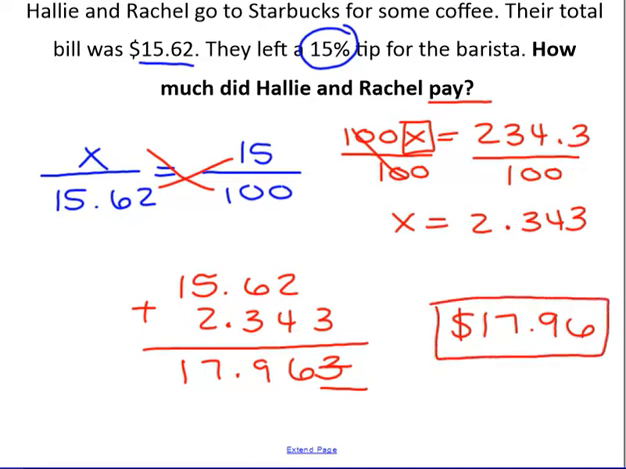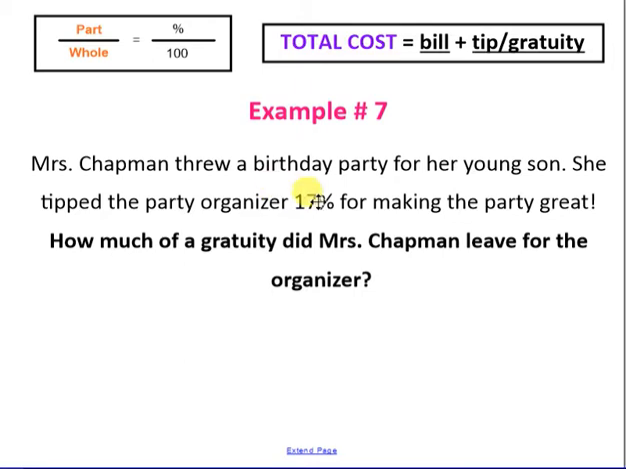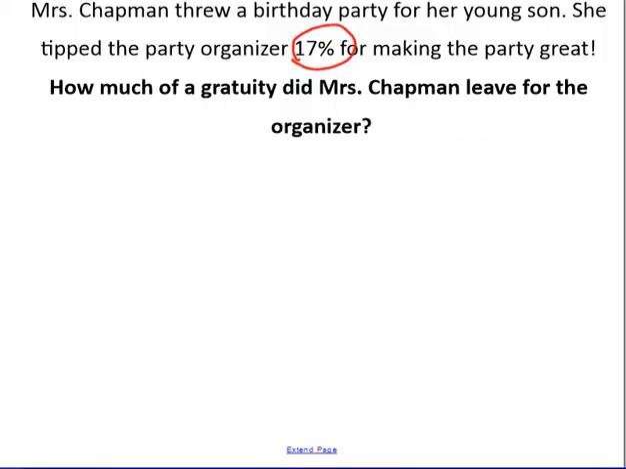All right, next example. Miss Chapman threw a birthday party for her younger son. She tipped the party organizer $17,000 for making it a party. How much of a gratuity did Miss Chapman leave for the organizer? So I actually forgot to put how much she paid in here. So we're going to say that she paid $2,000 and she tipped 17%.